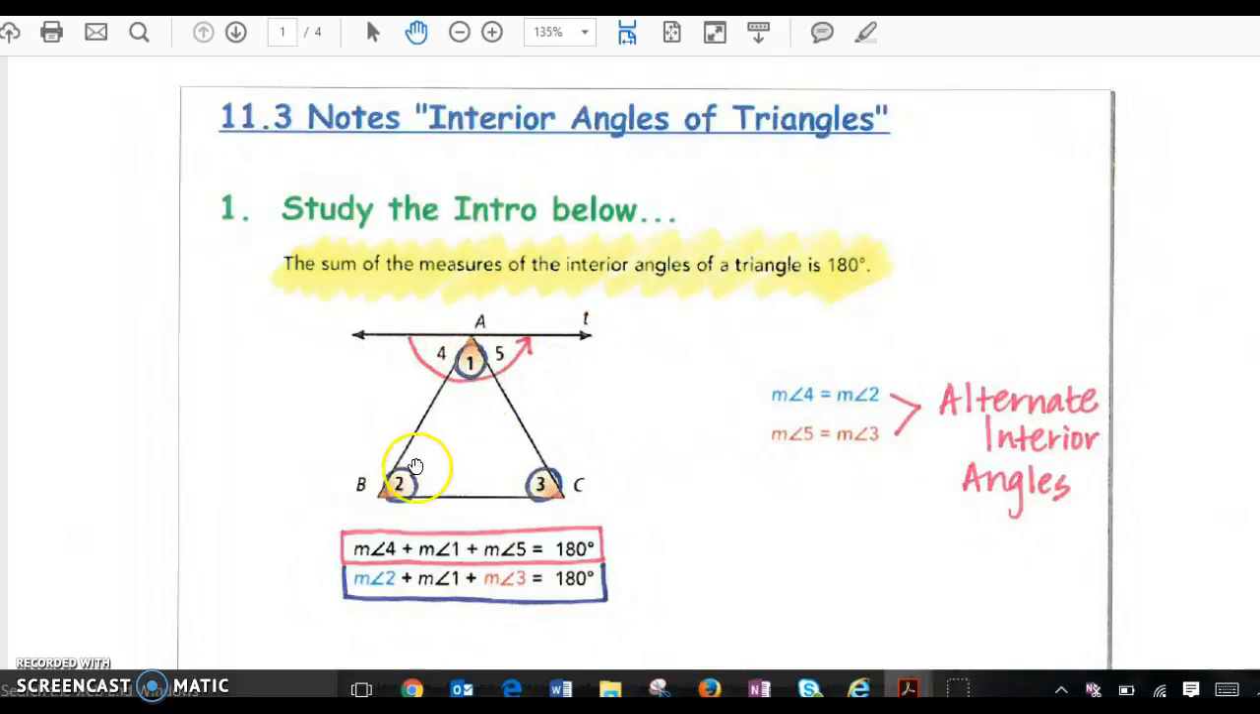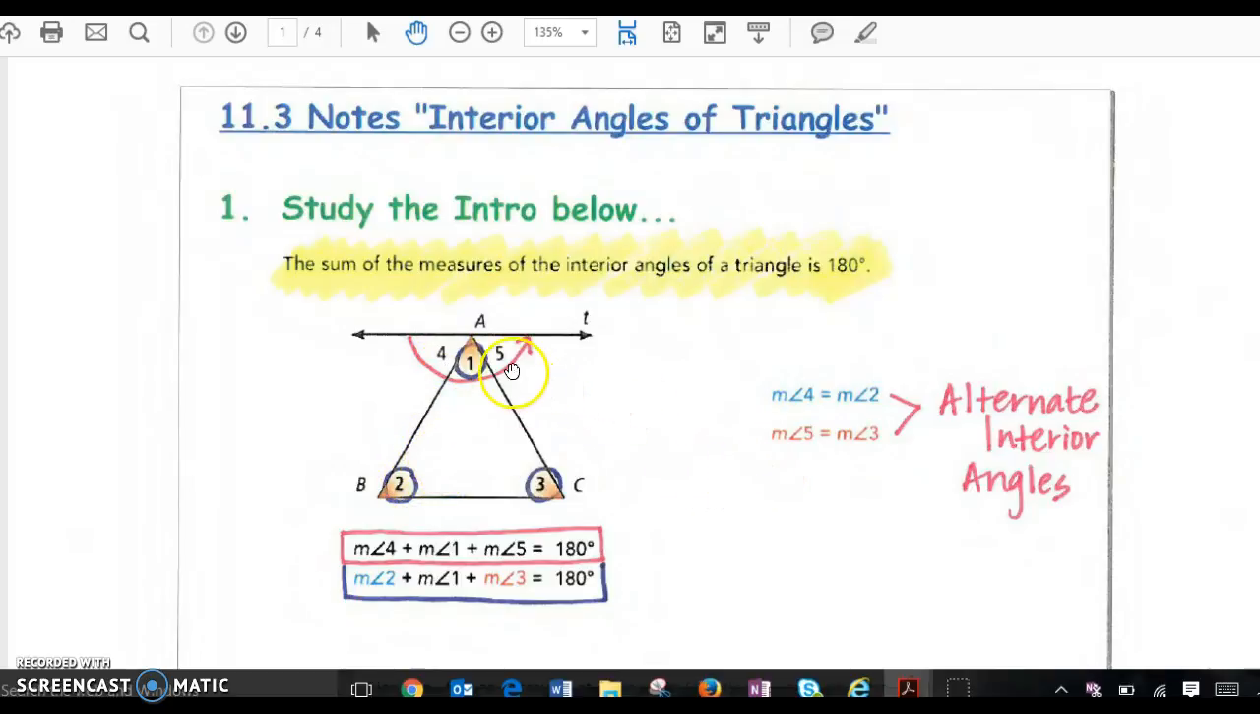So not only do 1, 2, and 3 equal 180, if you combine angles 4, 1, and 5, you'll get 180 as well. Also, another important key piece of information: angle 4 plus angle 2. Those equal one another because they are alternate interior angles.